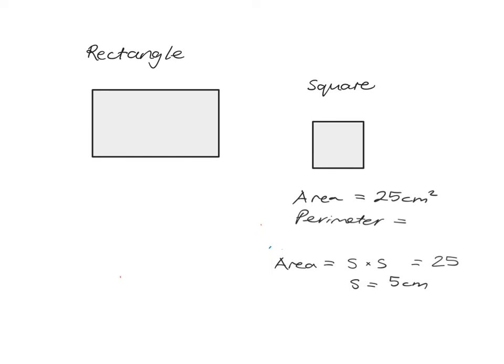It'll be 5 plus 5 plus 5 plus 5 as you go around the square. In other words, it's going to be 1, 2, 3, 4 lots of 5, and so it's 4 lots of 5 centimeters, so it's going to be 20 centimeters for your perimeter.